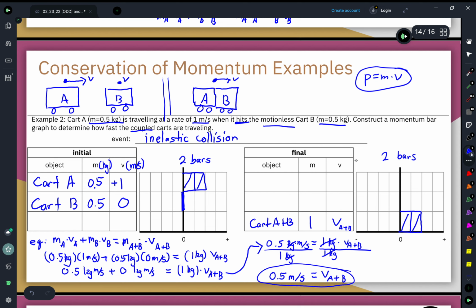So we ended up using this momentum bar chart to organize the information we knew: the mass of cart A, the mass of cart B, velocity of cart A, velocity of cart B, as well as the mass of the combined cart A and cart B when they're coupled together. We were able to use that and the conservation of momentum to ultimately determine how fast the coupled carts would be traveling at the very end.